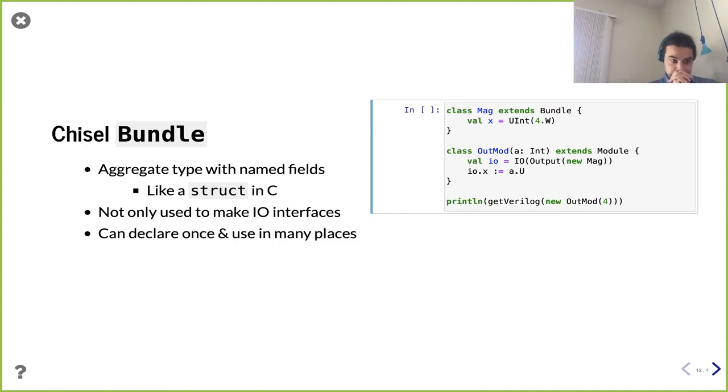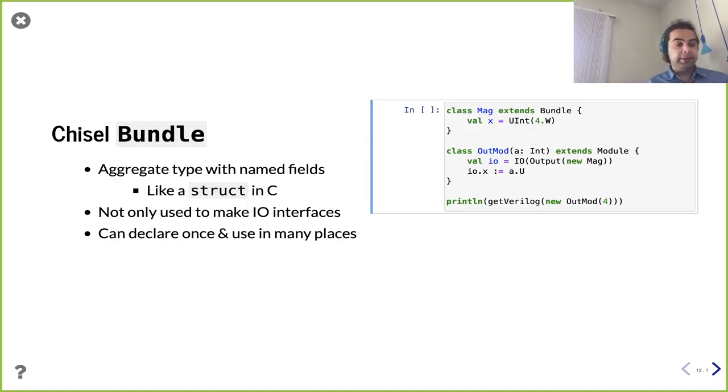So let's talk about bundle. Bundle is the way in Chisel we put things together. It's an aggregate type that has named fields, much like a struct in other languages. We've learned about Vec, which is another aggregate thing, but it's indexed numerically. And so far we've seen Bundle just to make I/O interfaces, right? But that's actually not the only place they're going to be used.